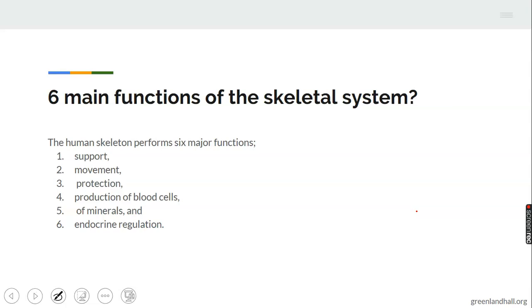Okay, let's take a look again at functions of the skeletal system. We are going to be taking a look at 6 main functions. Number 1, there is support. It supports your body.